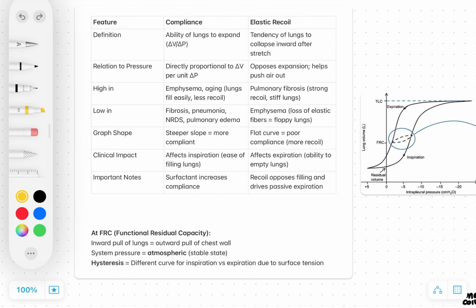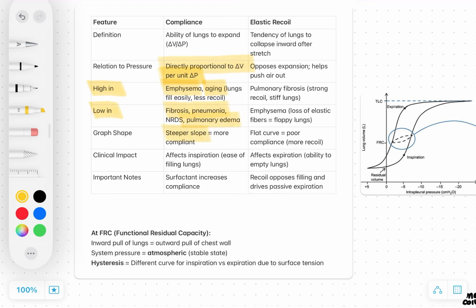Hello everyone, in this video we are going to discuss compliance and elasticity. Compliance is the ability of the lungs to expand. So it is directly proportional to the change in volume per unit change in pressure. It is very high in conditions where there is less recoil of the lungs, that is, in emphysema and aging it is high, and in conditions like fibrosis and pneumonia it is low.